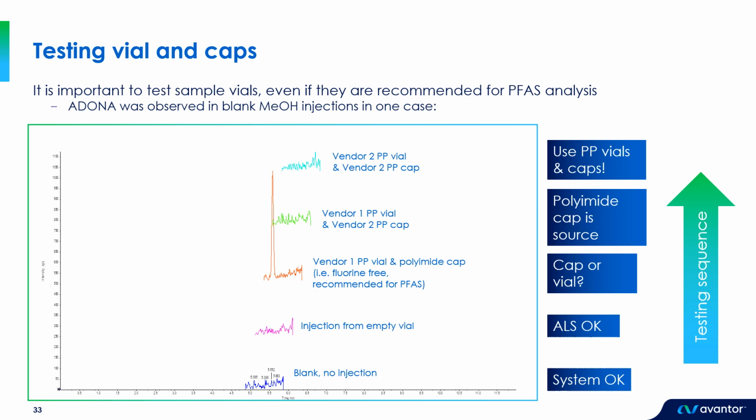So once we saw we had contamination, the first thing we did was to look at our no injection blank at the bottom there. And that confirmed that the system itself was okay. We also incorporated an injection from an empty vial, which is the pink chromatogram, and that shows us that our autosampler is also okay, so that we know the contamination we're seeing is not coming from the LC system, but from the sample itself. When we switch that polyimide cap for a different vendor's polypropylene cap, we no longer see the peak, which indicated that the polyimide cap itself was actually the source of contamination. And then finally, that was further confirmed at the top by showing that multiple polypropylene vial sources for that particular cap are in fact suitable.